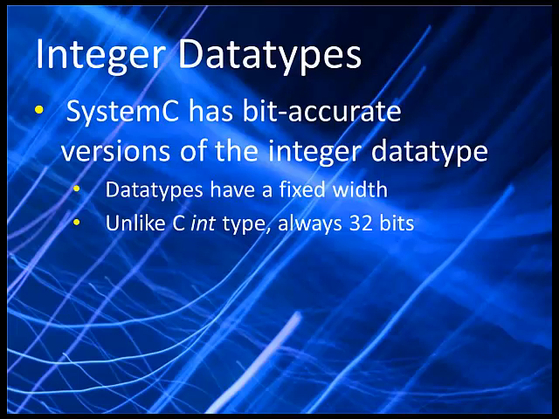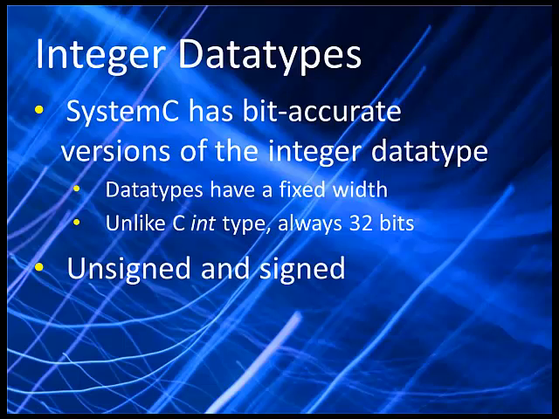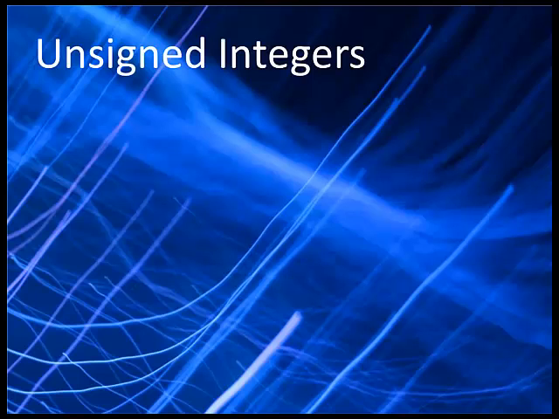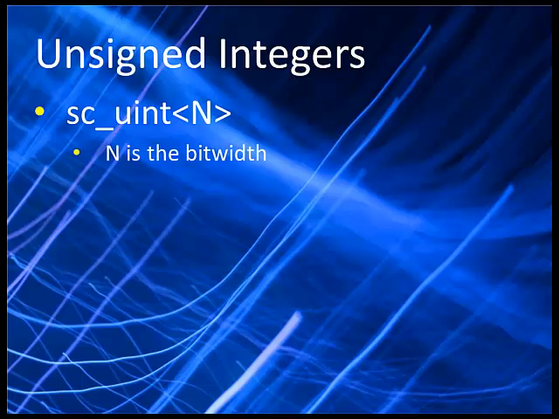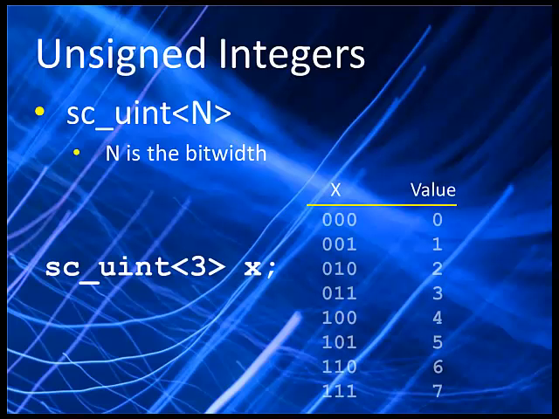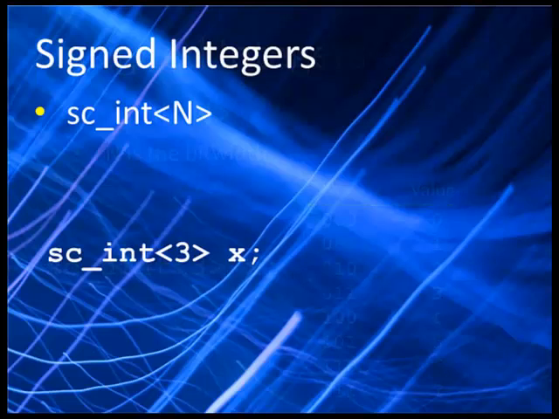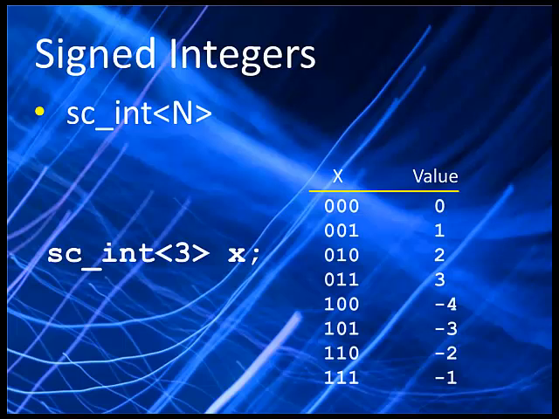SystemC integer data types come in two flavors, signed and unsigned. Unsigned integers can be declared using the sc_uint templated class, and signed integers use the sc_int class. So just for the detail needed in our example, the sc_uint class has one argument, N, which is the bit width. So for example, you could declare an unsigned integer x of width 3, and in this table you see the possible values that can be described with x. For the sc_int class, the most significant bit is a sign bit, so instead of going from 0 to 7, a 3-bit signed integer can describe the values negative 4 to positive 3, like you see here.